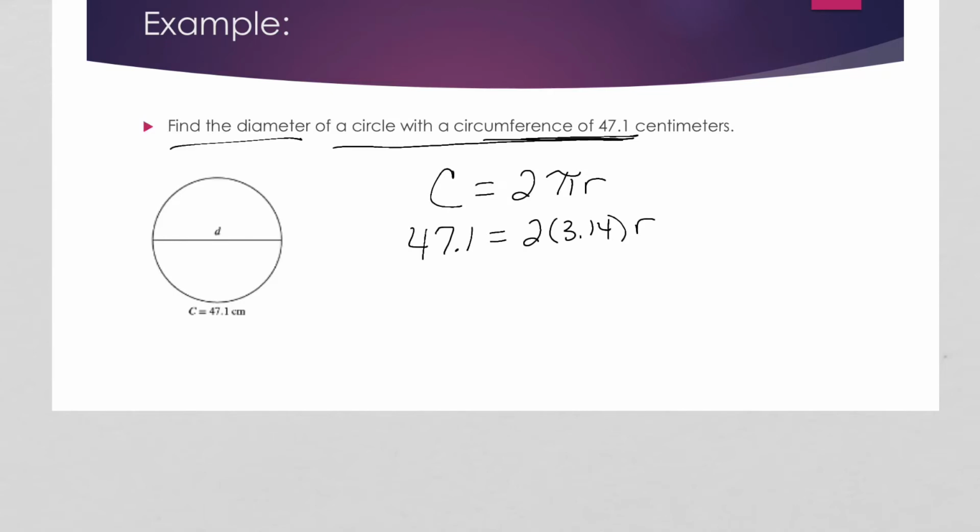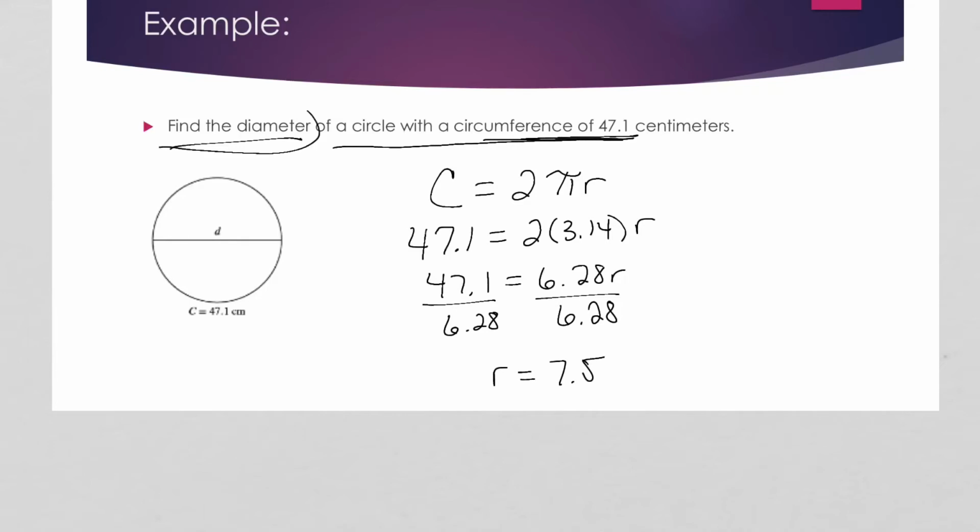Okay, so on my calculator, 2 times 3.14, or you can do that in your head. And then to solve for r, I'm going to divide both sides by 6.28. Whenever I did that math, 47.1 divided by 6.28, r is equal to 7.5.